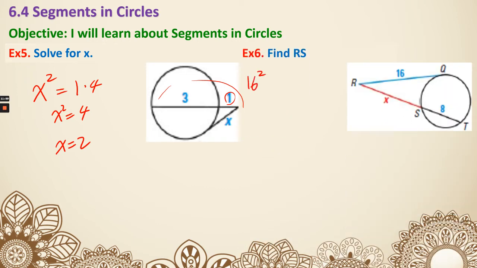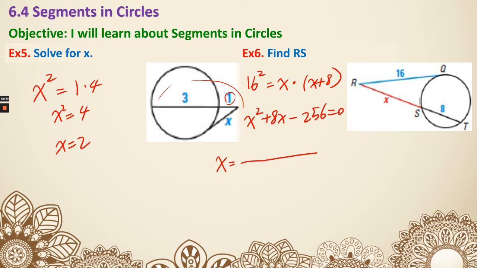Example 6. 16, the tangent segment, squared is equal to the external segment, which is x, times the whole thing, which is x plus 8. So we would have x squared plus 8x minus 256 equals 0. Now for this one, you can try to factor, but you can't. You can't find two numbers that add up to 8 and multiply to get negative 256 just by factoring. So let's actually use the quadratic formula.